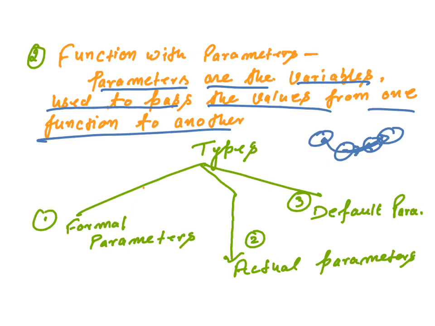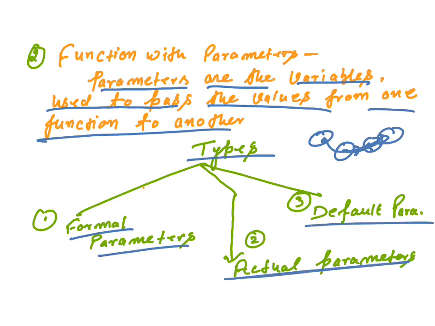Now here, the types of parameters are the formal parameters, the second one is actual parameters, and the third one is default parameters. Once again, the importance of parameters is to pass values from one function to another function. And these are the three different ways to pass the values. Now see one by one.